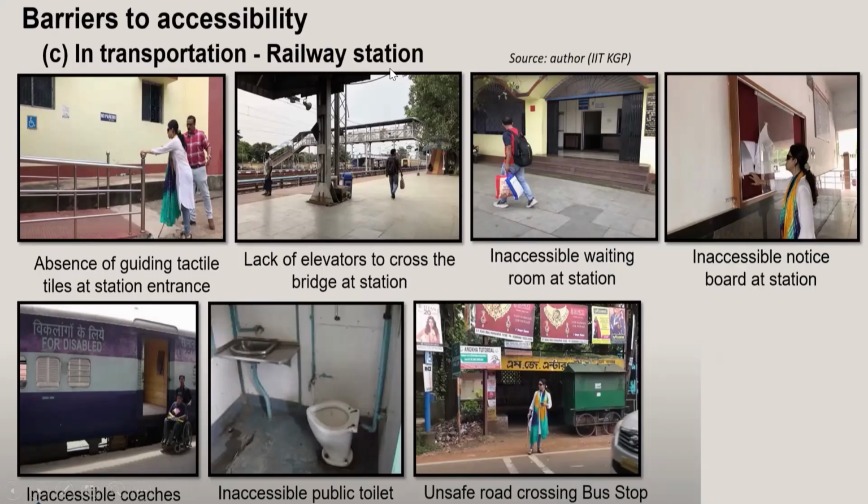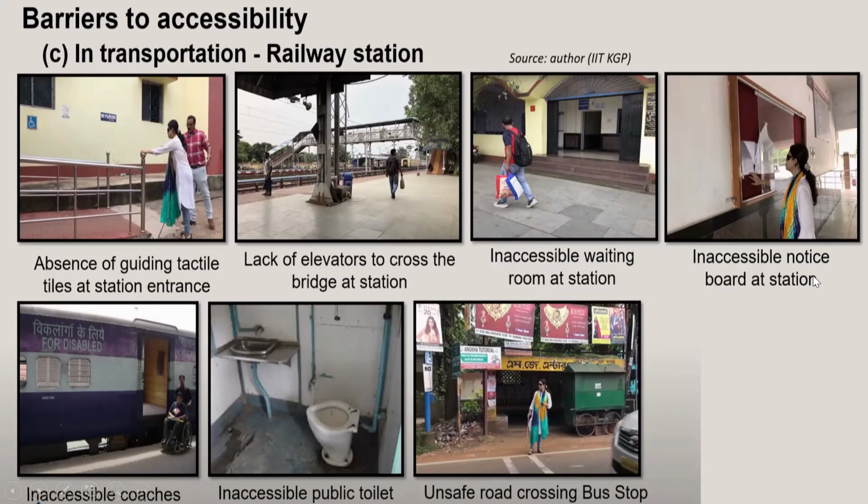Then in transportation, railway stations, absence of guiding tactiles. See, there are no guiding tactiles, so she cannot find how to reach the station. Lack of elevators. There is no provision of elevators, so one cannot cross from one platform to another. Then inaccessible waiting rooms at stations due to no provision of ramps. Inaccessible notice boards at stations due to no braille provisions.